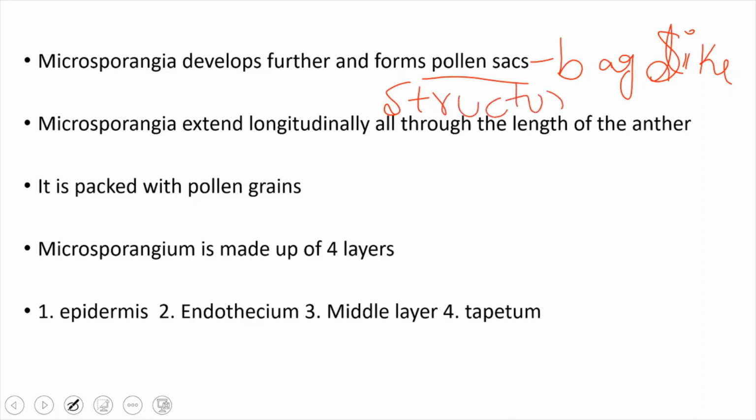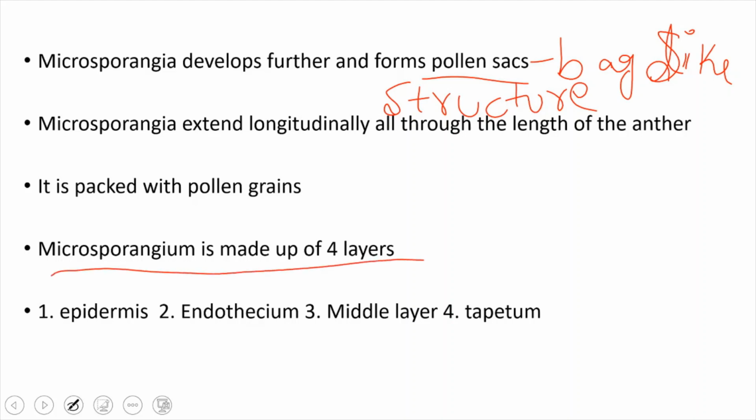So microsporangia develop further and form pollen sacs. And microsporangia extend longitudinally all through the length of the anther. Throughout the anther, microsporangia, we said pollen sacs, are present, in which pollen grains are there. So it is packed with pollen grains, and let's discuss the structure of the microsporangium.